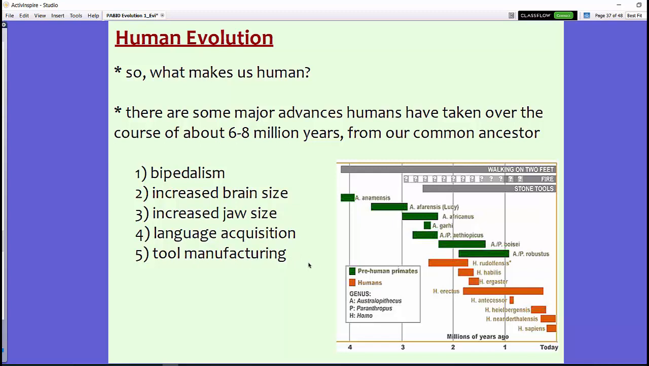We'll talk more about human evolution in class, but for now, this is a good way to understand the five main points of human evolution.